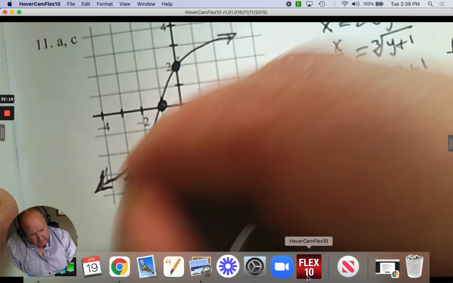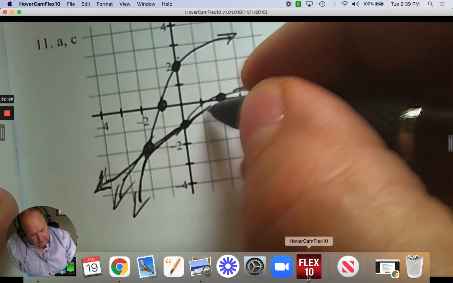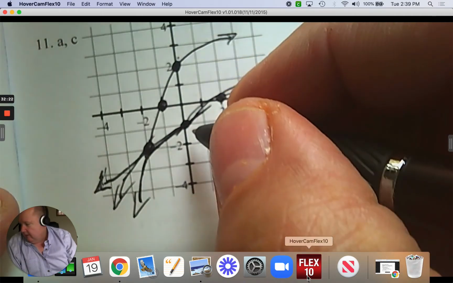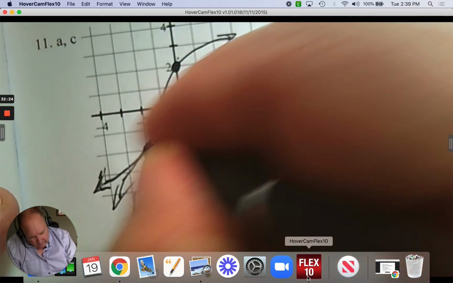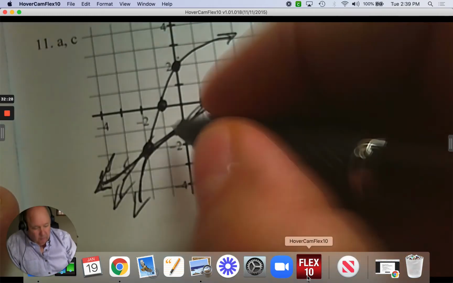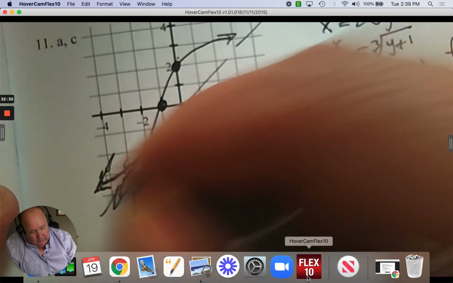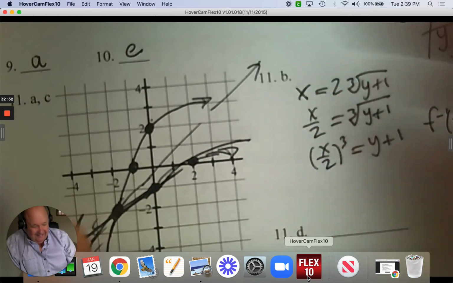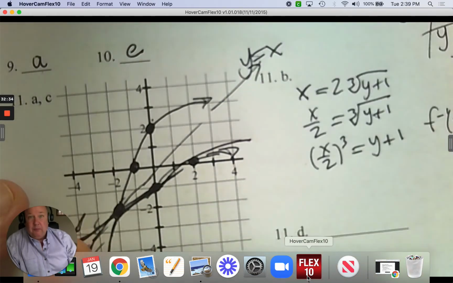Oops. Up that way. Sorry, it goes like this. That way. And what line should it reflect over if I was anywhere accurate? It's y equals x would be the line it reflects over.